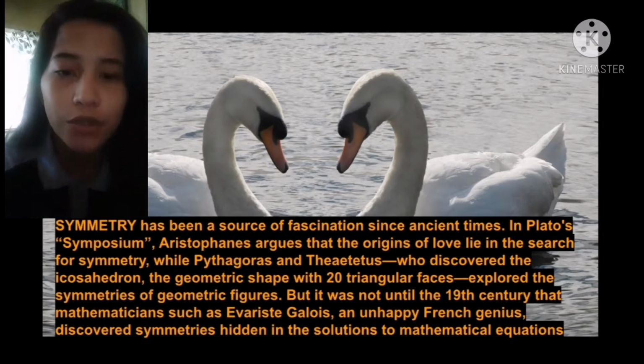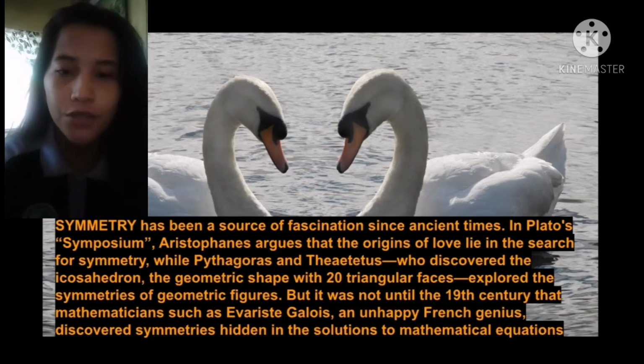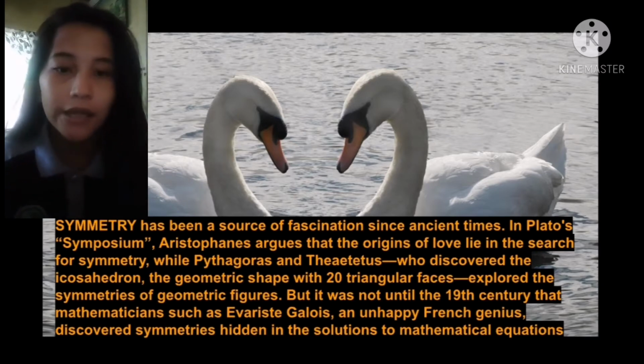Symmetry has been a source of fascination since ancient times. In Plato's Symposium, Aristophanes argues that the origins of love lie in the search for symmetry, while Pythagoras and Theaetetus, who discovered the icosahedron, the geometric shape with 20 triangular faces, explored the symmetries of geometric figures. But it was not until the 19th century that mathematicians such as Évariste Galois, an unhappy French genius, discovered symmetries hidden in the solutions to mathematical equations.